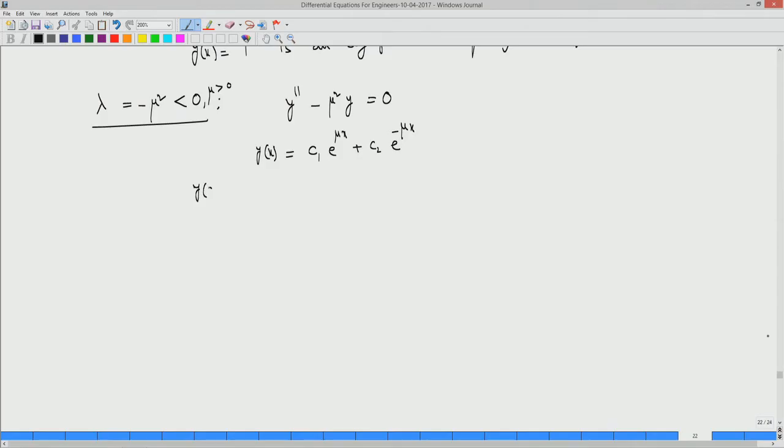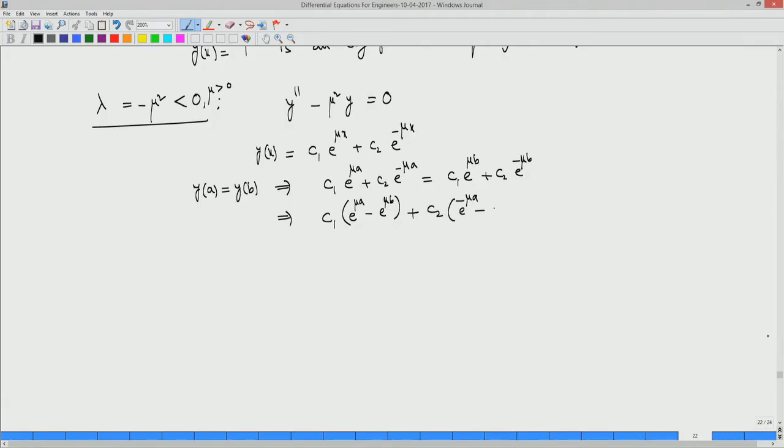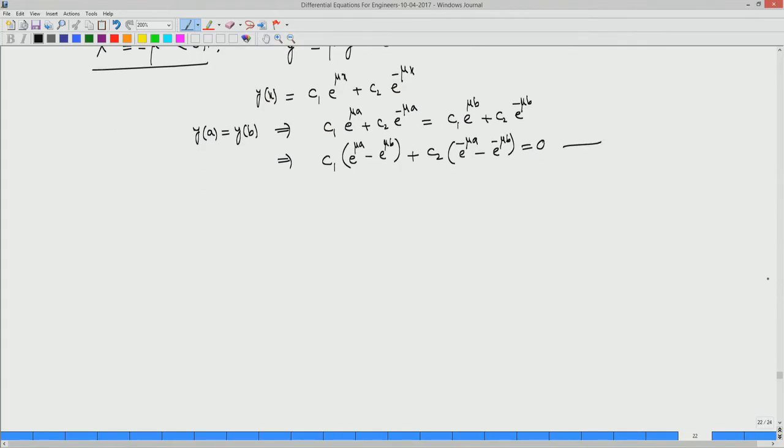Here lambda is negative, and mu is always positive. So you apply the boundary condition y at a equal to y at b. You get c1 e power mu a plus c2 e power minus mu a equal to c1 e power mu b plus c2 e power minus mu b. So the equation is c1 times e power mu a minus e power mu b, plus c2 times e power minus mu a minus e power minus mu b, equal to 0. This is equation number 1.